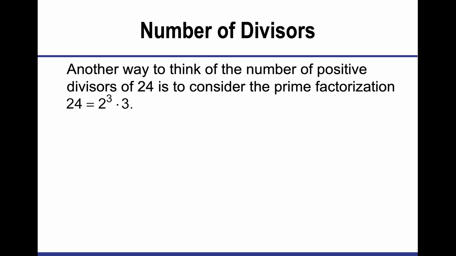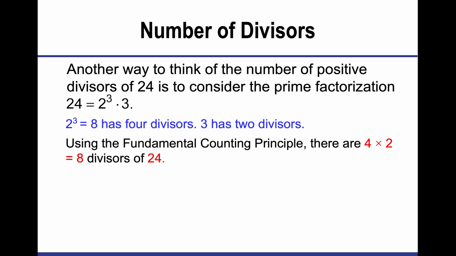Another way to think of the number of positive divisors is to consider if I did the prime factorization, that would be 2 to the third times 3. 2 to the third, which is 8, has 4 divisors, and 3 has 2. So that would give me 6 total divisors, which is what we found earlier.